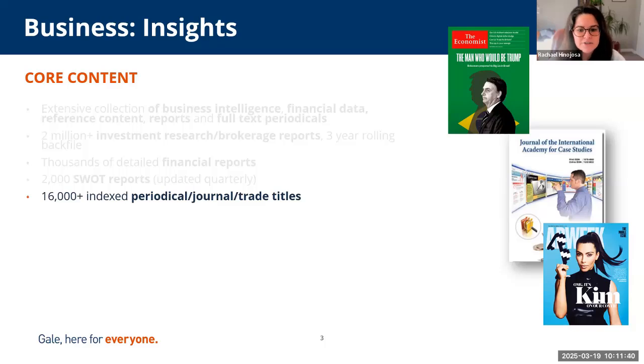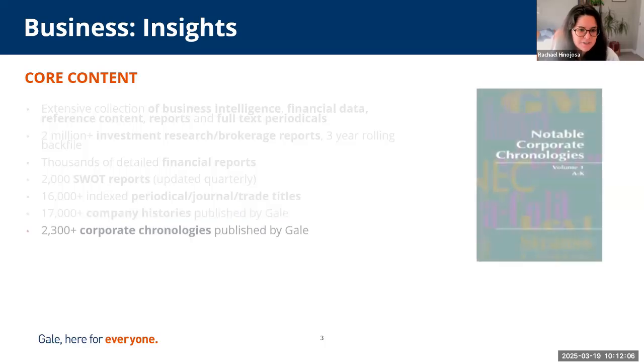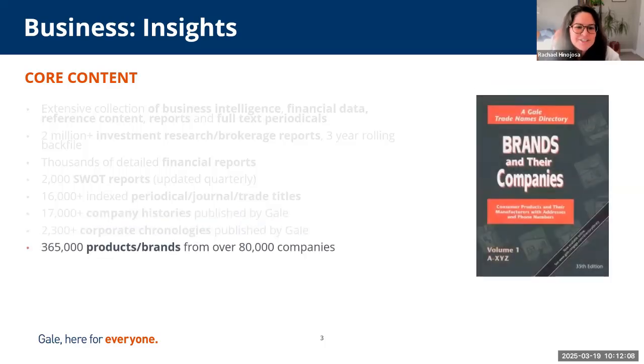Now, all of the content that I've talked about is searchable and findable from the Business Insights Basic Search, the Advanced Search, and your library's OneSearch, but it also flows into what we call company profiles. So we can find all the pertinent material on a specific company in one easy to navigate page. Currently, there are more than 430,000 detailed company profiles. Oh, I should mention the company histories, the corporate chronologies, and the product and brand info as well.